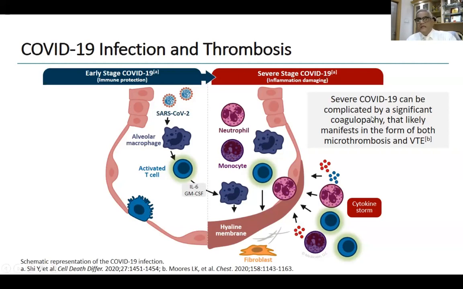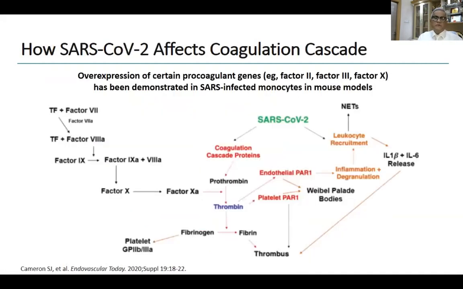Severe COVID-19 can be complicated by significant coagulopathy that likely manifests in the form of both microthrombosis and venothrombotic, thromboembolic manifestation. The key factor of such coagulopathy is again a cytokine storm that actually triggers the coagulation cascade, leading into the thromboembolic manifestation. And this is the coagulation cascade.